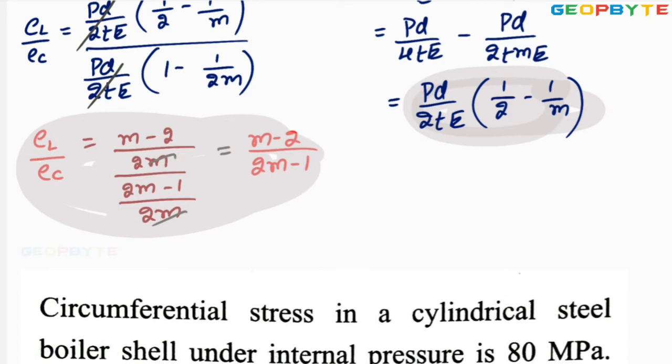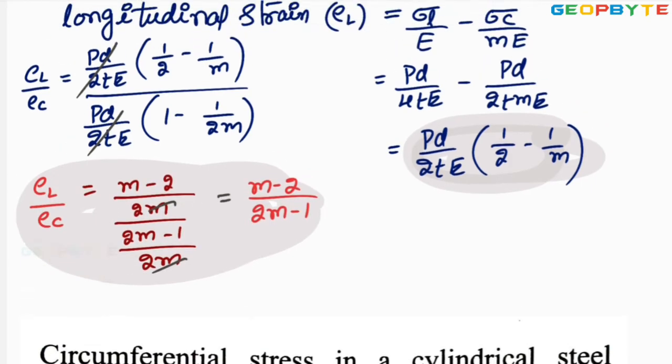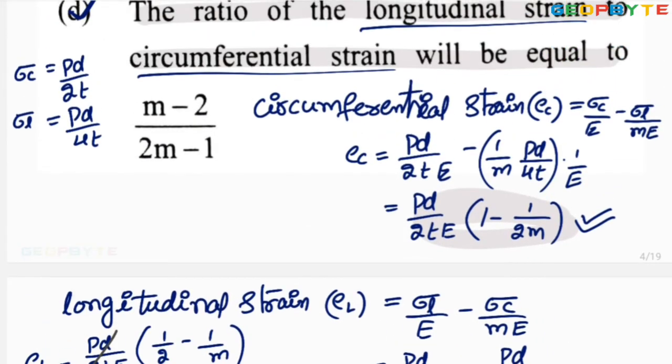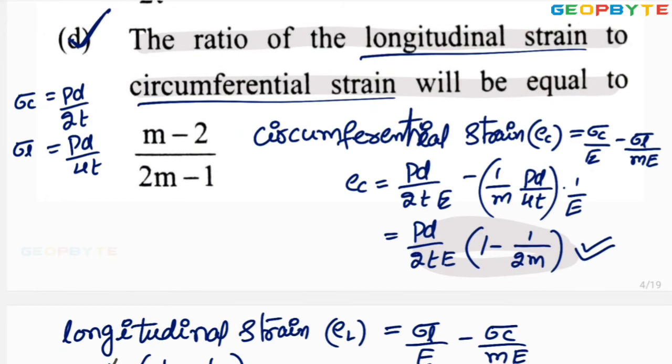Now let us go for the last option. M minus 2 by 2m minus 1. Yes, correct. Ratio between the longitudinal strain and circumferential strain will be m minus 2 by 2m minus 1. Therefore, option D is absolutely correct. I hope you understood. Let us go for the next problem.